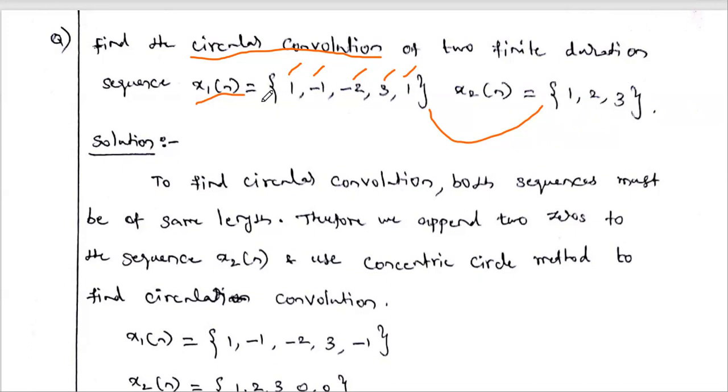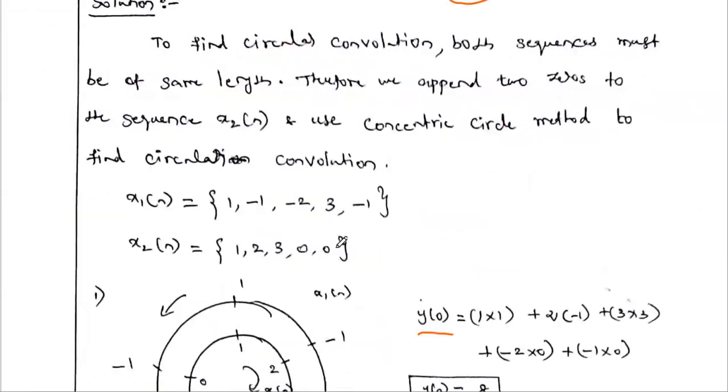So the first step is to make these two sequences of equal length. Only x2 of n has 3 samples. In order to make it 5 samples, we have to insert 2 zeros at the end. This process is called zero padding. It is a 1-2 mark question.